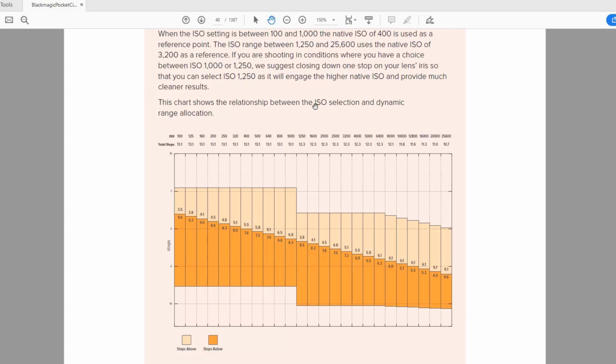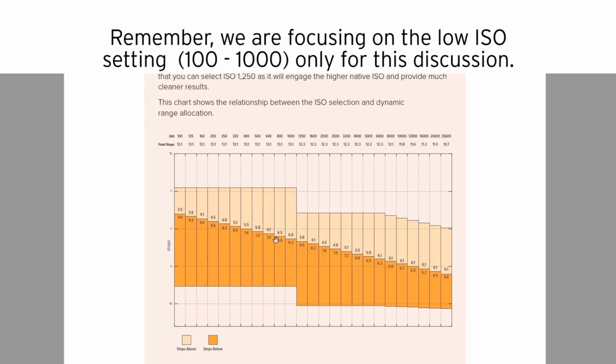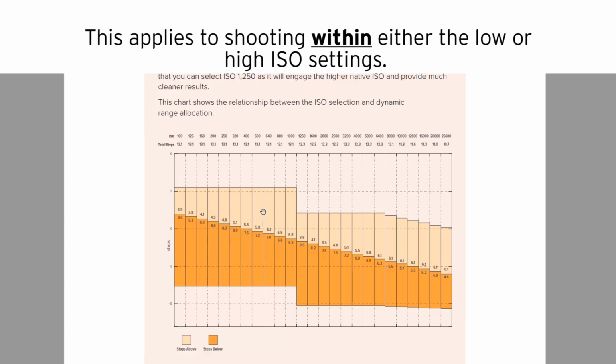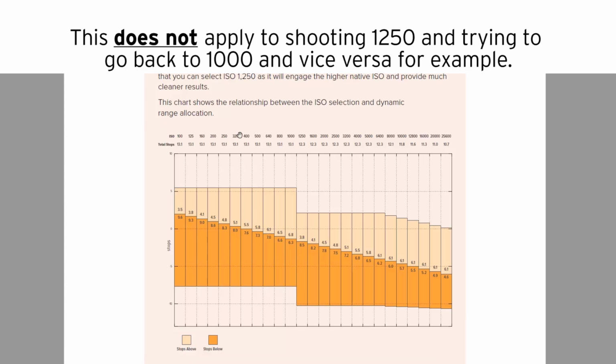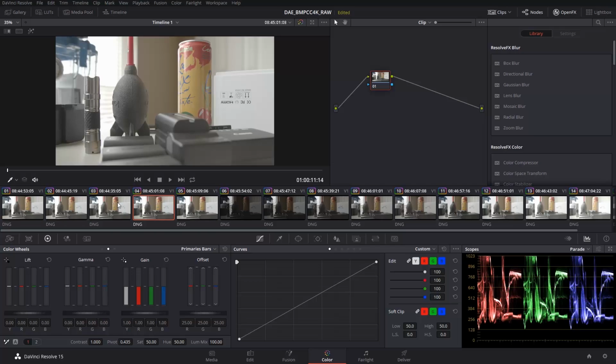This chart shows a relationship between the ISO selection and dynamic range allocation, allocation being the key word. It's allocating more gain to the shadows or to the highlights, trying to give you the exposure that you want to see in the camera. You can shoot technically at any of these ISOs, and as long as you keep the iris and the shutter speed exactly the same, you can basically get the exact same shot out of all of them.